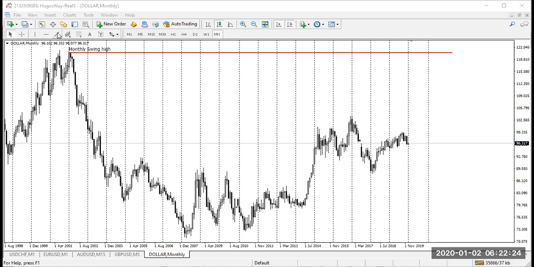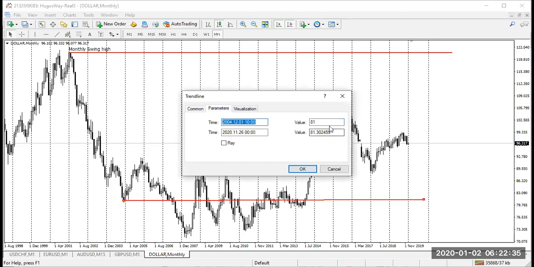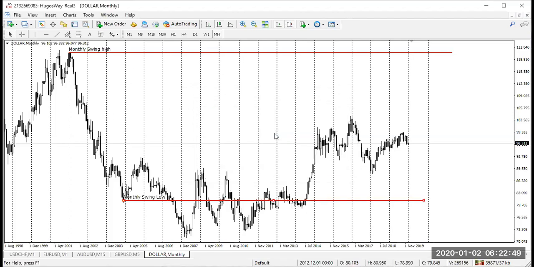All right, now to the low side, if we follow this down, the next swing low is here. So we're going to use this candle, which is at 81 flat. I'm going to go in here, edit parameters, copy, and paste. Here, we're going to label this monthly swing low. All right, monthly swing low.